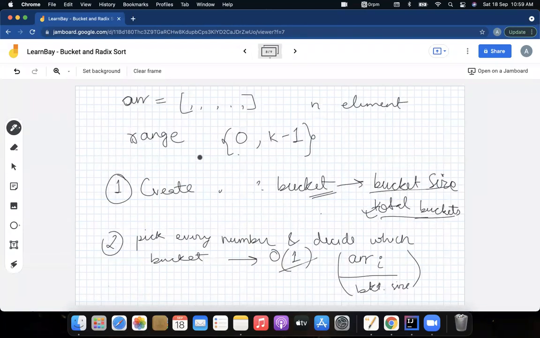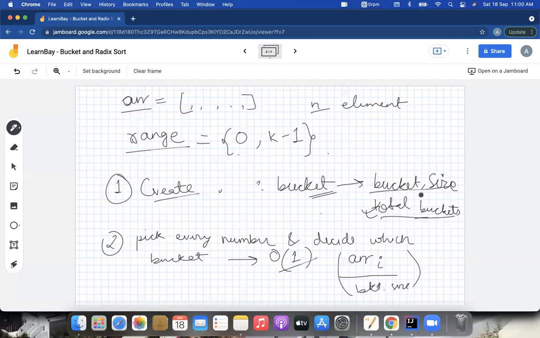So the algorithm says that you need to have an array and you need to know what is the range of elements in that array. If you know the range and the number of elements in the array, you firstly create buckets. To create the bucket, you need to fix either bucket size or total number of buckets. Let's say you want to create buckets of size 10. There are 1000 elements in the array and range is 100, 0 to 100. So you will create 10 buckets, each bucket of size 10. After that, you will pick every number from the array and decide which bucket it lies in. For each number, you take order of 1 time to decide which bucket it goes.